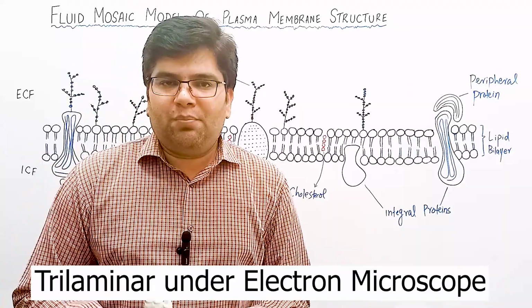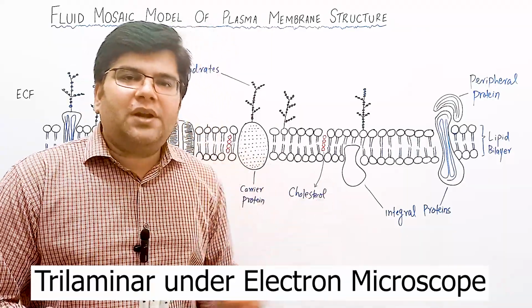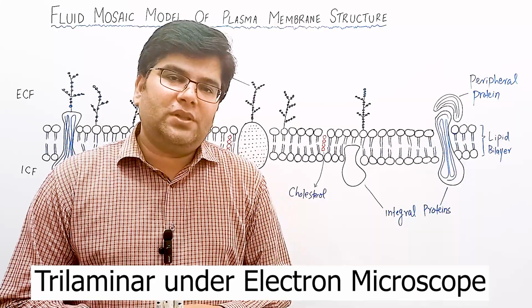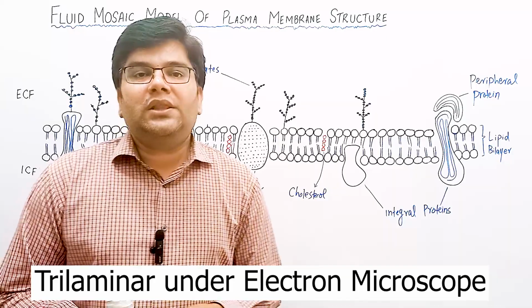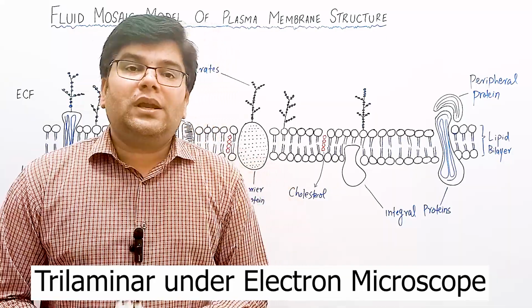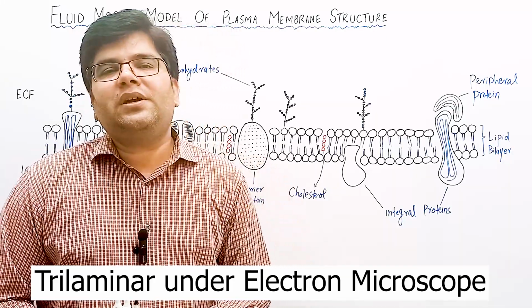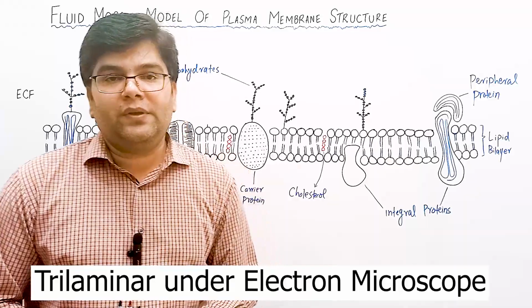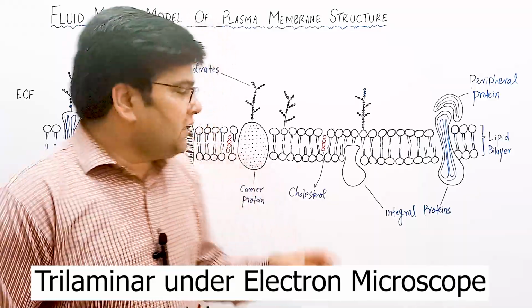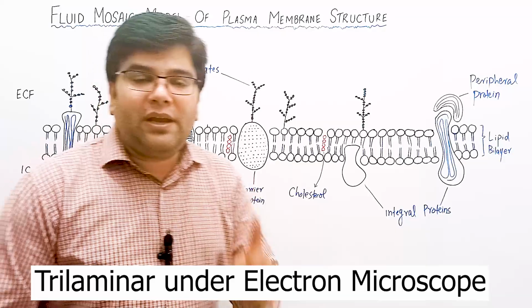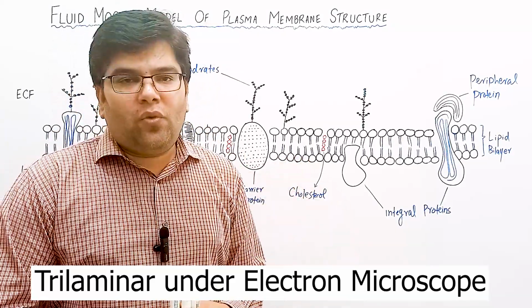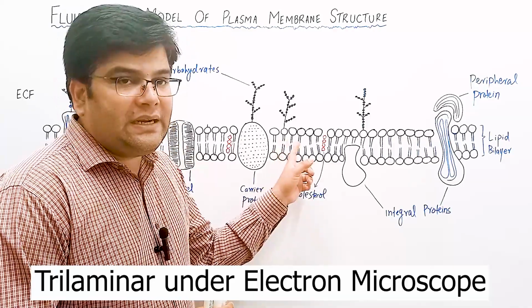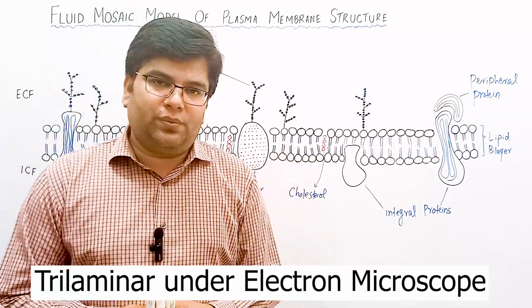This trilaminar appearance of cell membrane under electron microscope is because of the arrangement of molecules that make this membrane. In this trilaminar appearance, there are two dark layers which are separated by a middle light layer. The darker layers, one on the outside and one on the inside, are made by the hydrophilic parts of this membrane, and the hydrophobic parts of this membrane make the middle light layer under electron microscope.